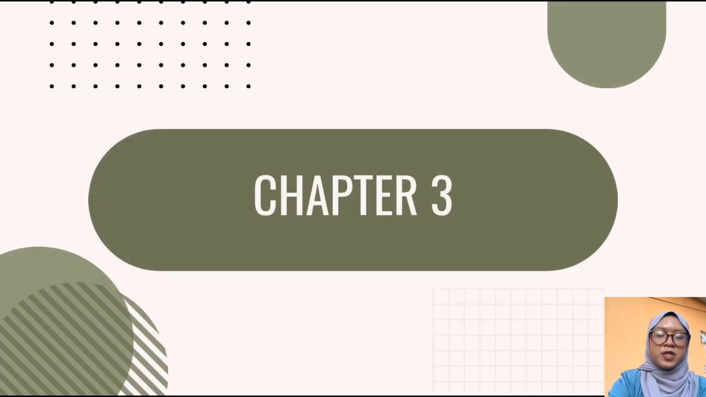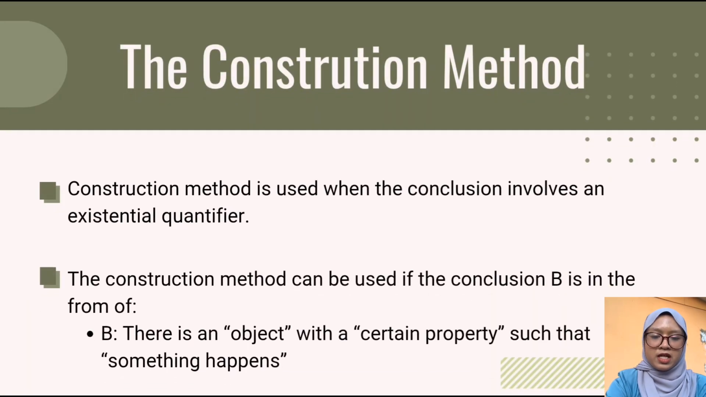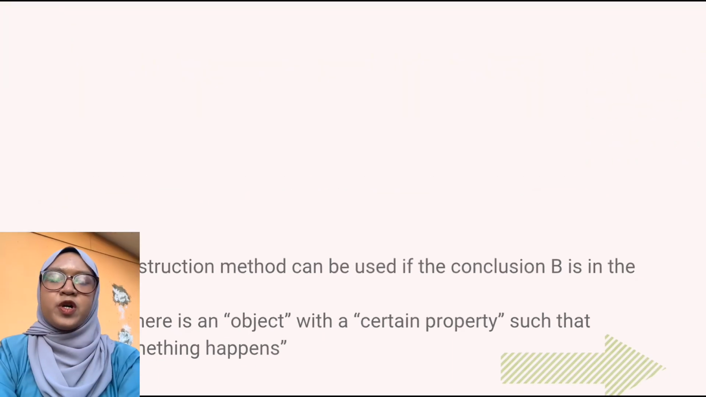Okay, next we're going to chapter 3. For chapter 3 we have many methods, but for now I'm going to explain the construction method. The construction method is used when the conclusion involves an existential quantifier. It can be used if the conclusion B is in the form: there is an object with a certain property such that something happens. Okay, now we're going to example 1.